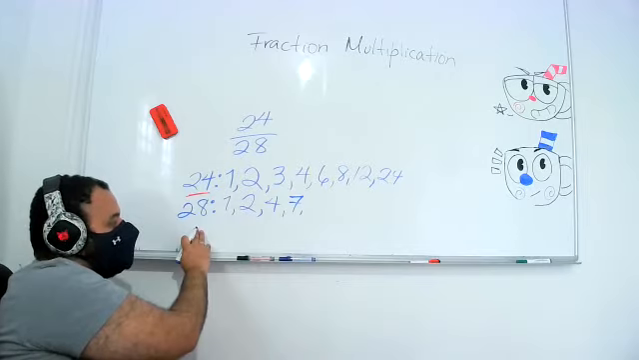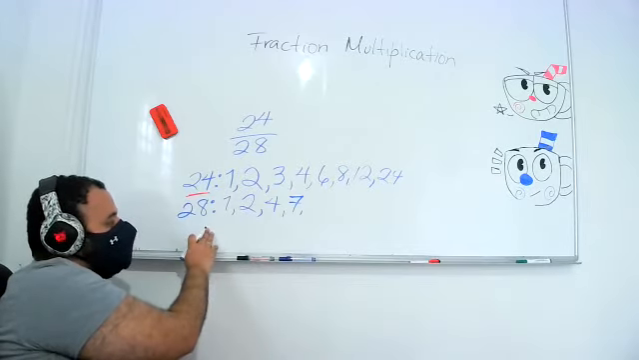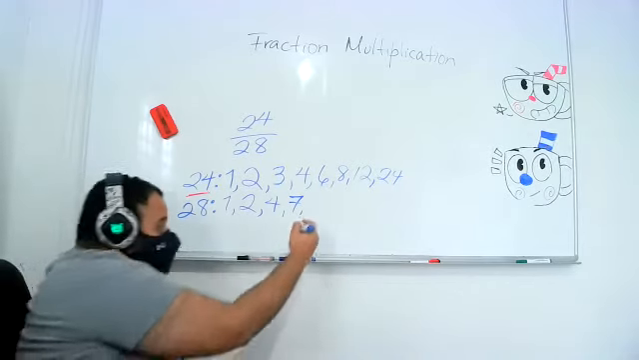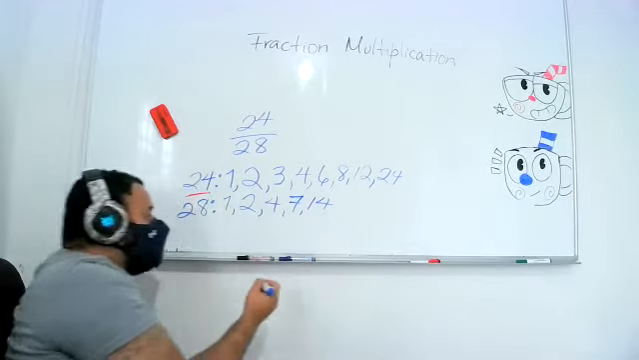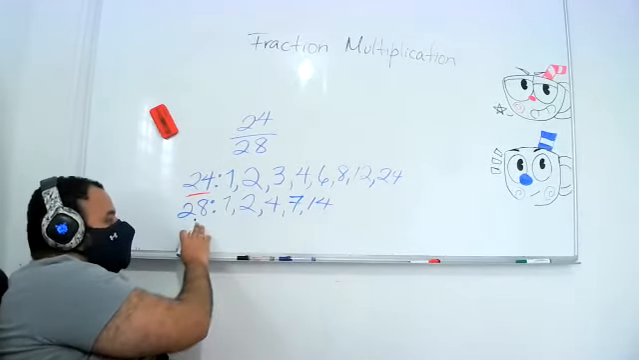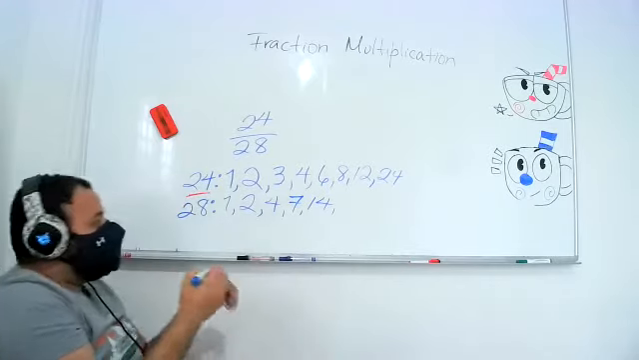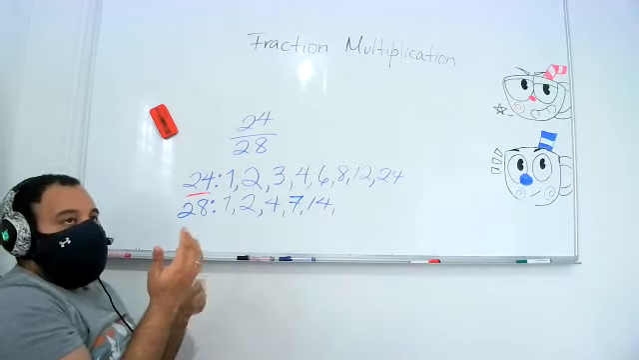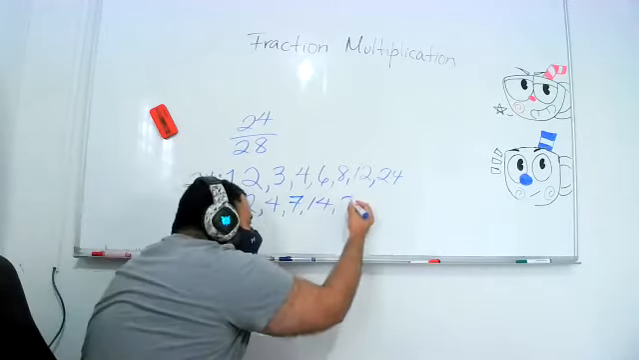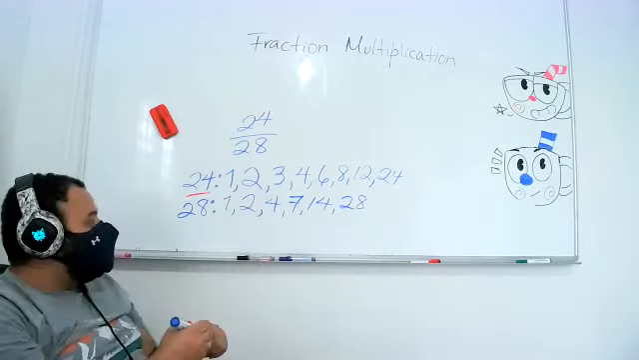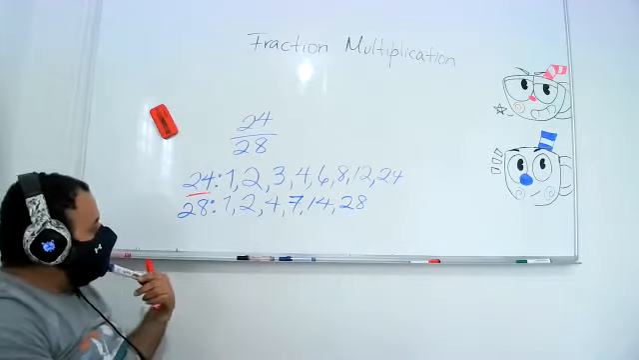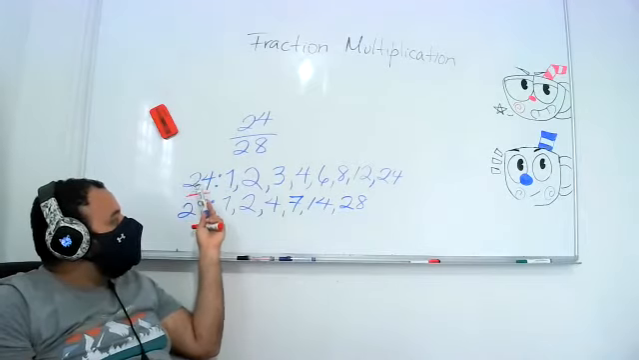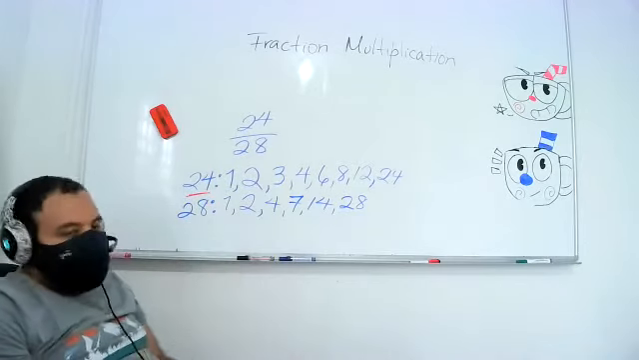What about 12? 12 times 2 is 24, so it's not a good option. 13, no. 14, yes, 14 is a factor because 14 times 2 is 28. What else? I don't have anything else in mind. 28 in itself is a factor. Now we have finished all the factors of 24 and all the factors of 28.